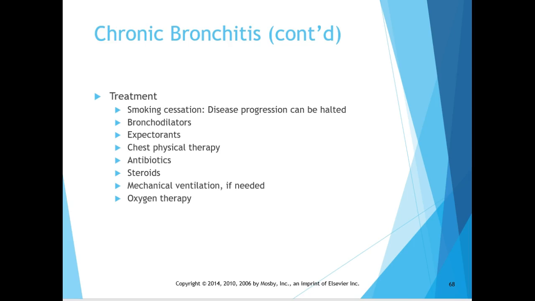The big treatment here is decreased smoking, bronchodilators, which is your albuterol type things. Chest PT, which is like beating on your chest trying to move that stuff around, antibiotics, steroids, ventilation, oxygen therapy, depending on how bad these people are.